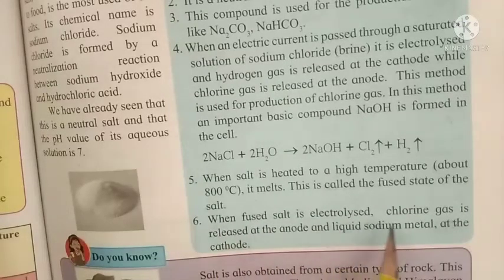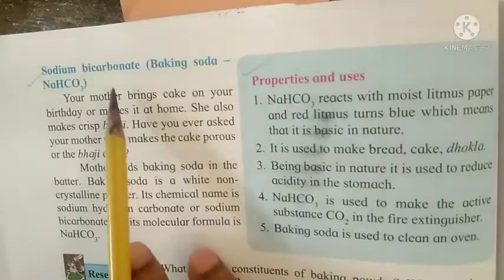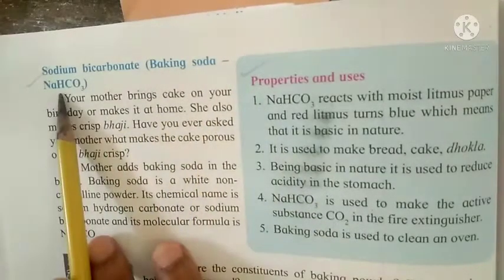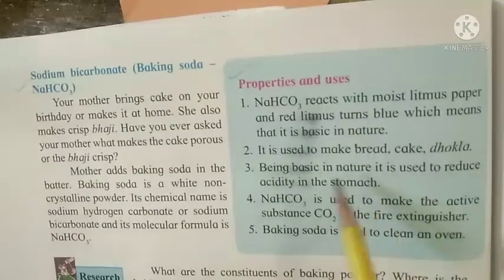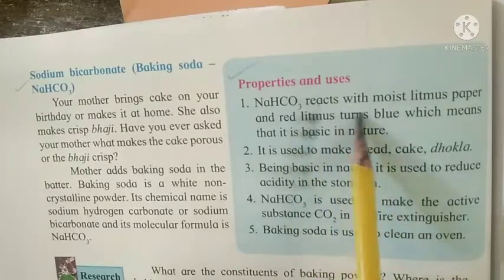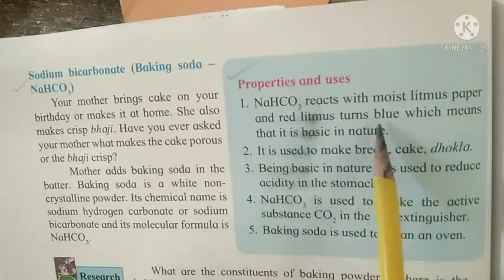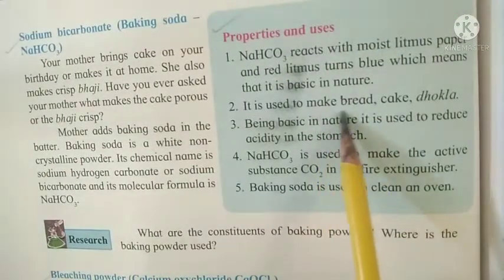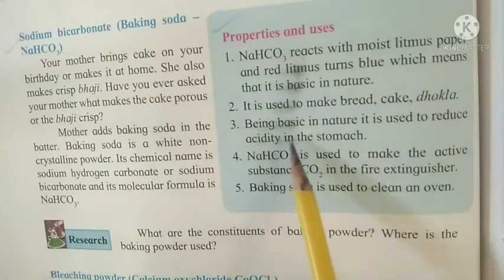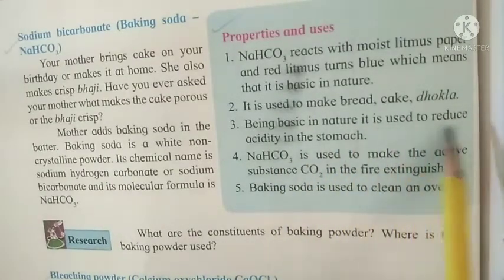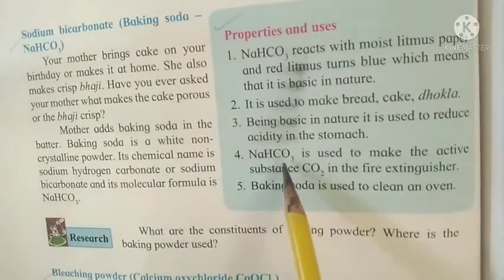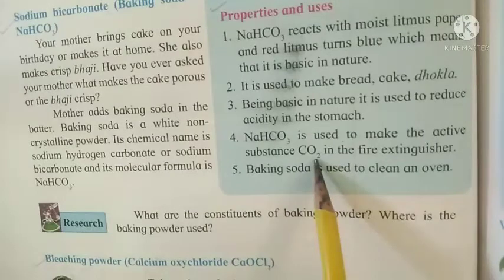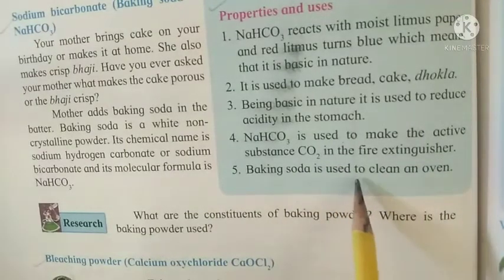Fused salt is electrolyzed. Chlorine gas is released at the anode and liquid sodium metal at the cathode. Now sodium bicarbonate, that is baking soda, molecular formula is NaHCO3. See properties. NaHCO3 reacts with moist litmus paper and red litmus turns blue, which means that it is basic in nature. It is used for making bread, cakes, dhokla. It is basic in nature and is used to reduce the acidity in the stomach. It is used to make the active substance CO2 in the fire extinguisher and it is also used to clean an oven.